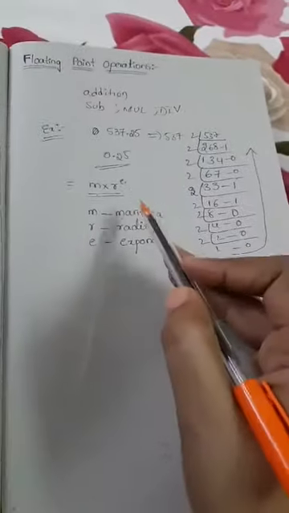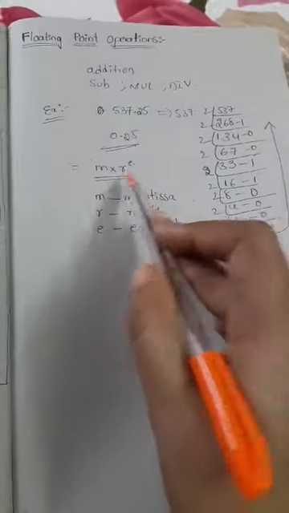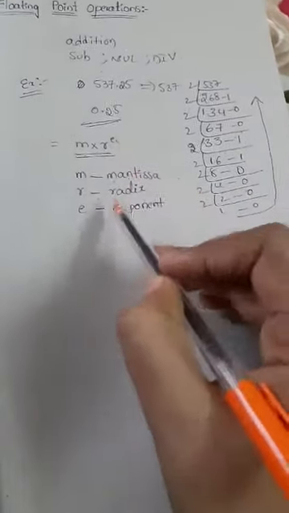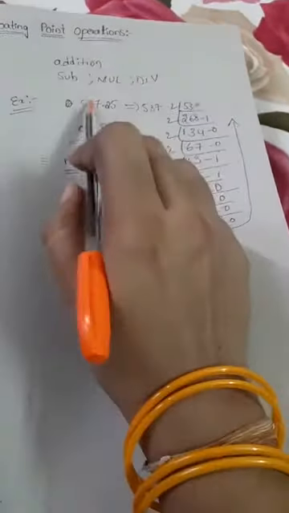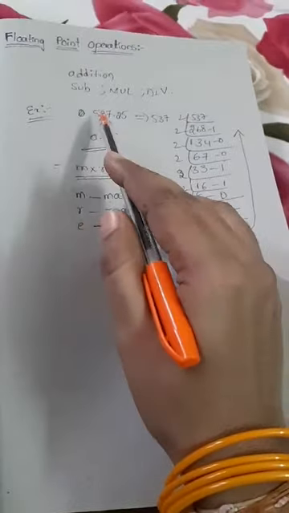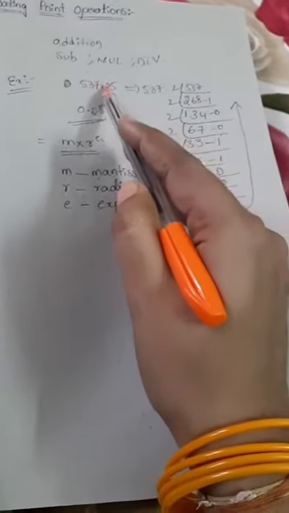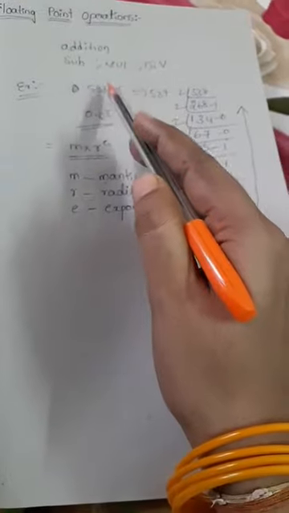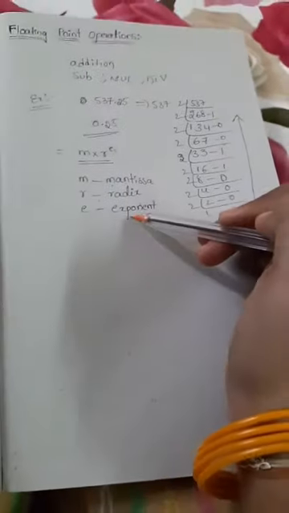Here m is nothing but mantissa, r is nothing but radix, and e is nothing but exponent. Now let us take a number. If I want to represent this floating point number in computer format, how can we represent it?